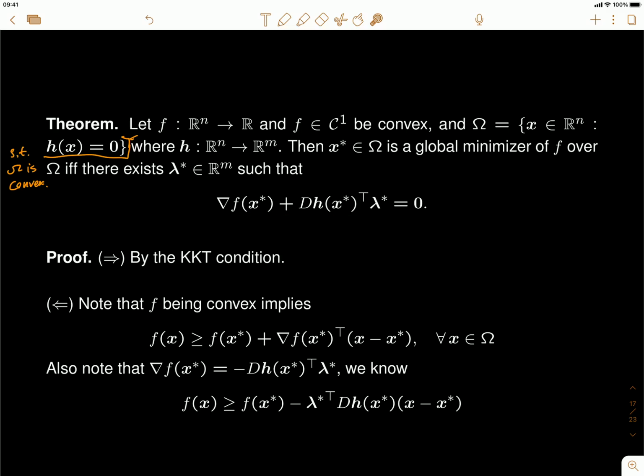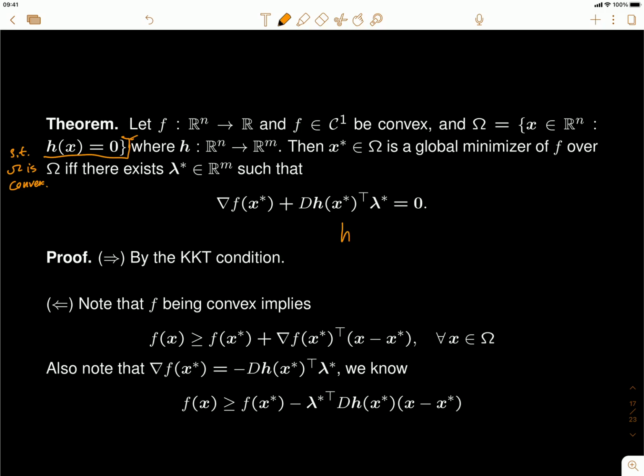Okay, so x star is the global minimizer if and only if we can find this Lagrange multiplier such that the gradient f x star plus this times lambda star is equal to 0. Remember that this first one here is just one of the KKT conditions, one of the Lagrange conditions. The other condition is that h of x star is equal to 0.